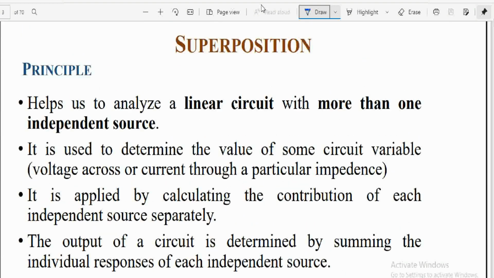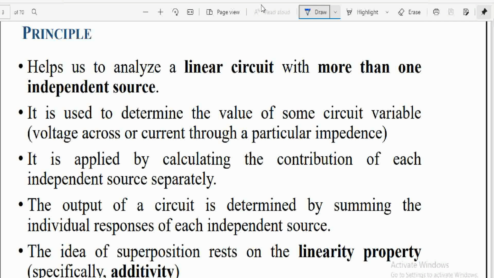So what is the superposition theorem? What is the statement of superposition theorem? The principle of superposition theorem is, the superposition theorem helps us to analyze a linear circuit with more than one independent source. The superposition theorem is applicable for linear bilateral networks. It is used to determine the value of some circuit variable, that is the voltage across or current through a particular impedance.